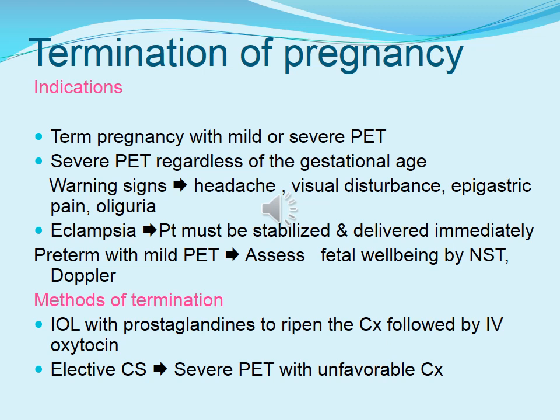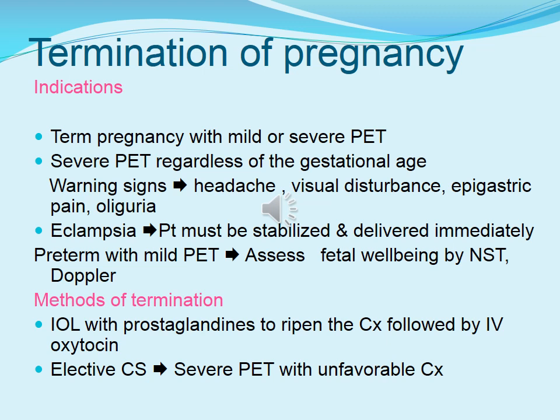What are the warning signs that tell me the patient develops severe PE? She develops headache, visual disturbances, epigastric pain, oliguria, or the patient develops eclampsia. The patient must have her blood pressure stabilized, a fit prevented, then be delivered immediately.